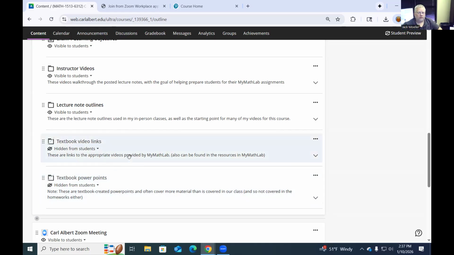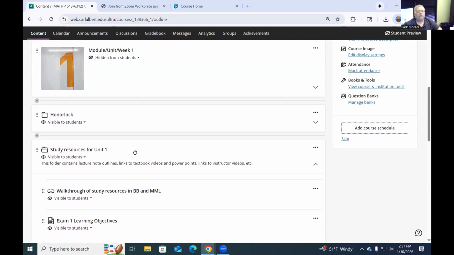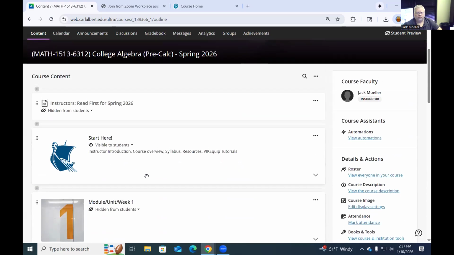Like I said, you already have these when you get your MyMathLab access, but this sometimes makes it easier to find. So all the units will have that. For all, we have basically 4 1/3 testing units this semester, so there will be a study resources folder in Blackboard for all of those.